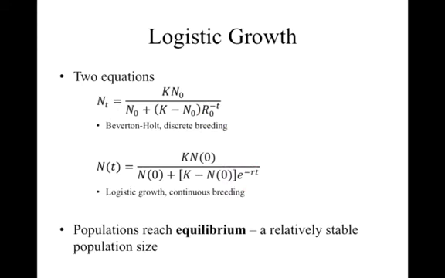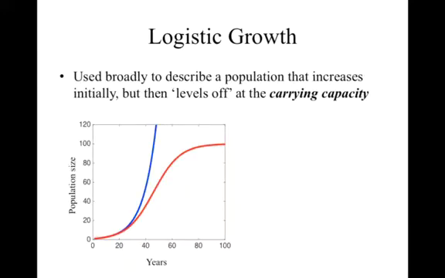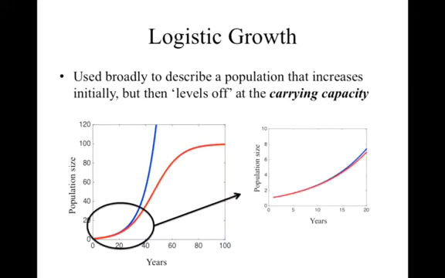And so logistic growth describes these populations that grow really fast but then reach an equilibrium where the population size stops growing and they become relatively stable. And so logistic growth we use in general to describe populations that eventually level off because resources become limiting, and this is a good example. The red curve is your logistic growth, the blue curve is your exponential.